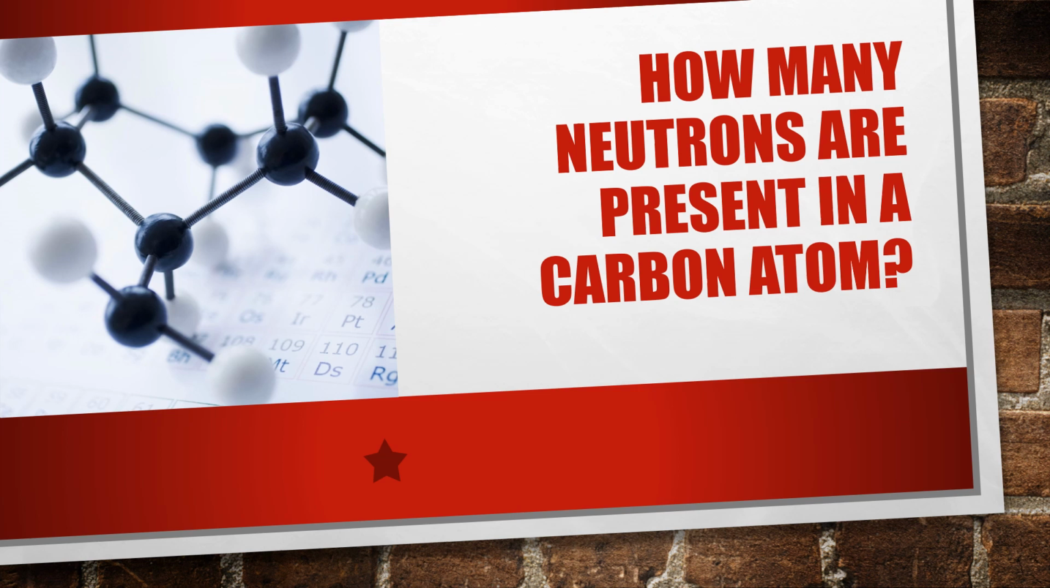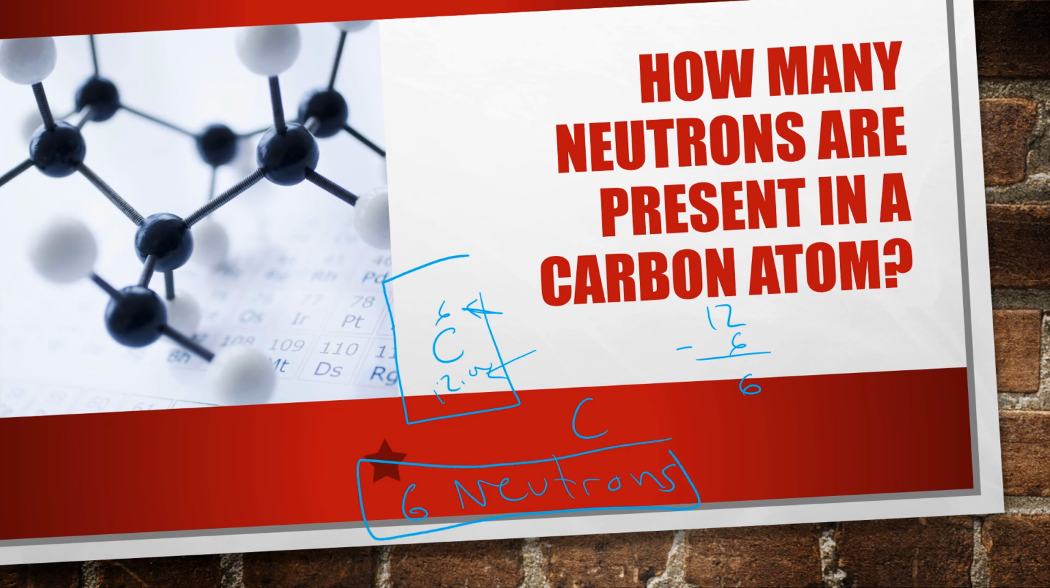How many neutrons are present in a carbon atom? So if you look at carbon on the periodic table, it has an atomic number of 6. The atomic mass is something like 12 something. So in carbon 12, you have the number 12 down here. You're going to subtract that atomic number, which leaves you with 6. So it's going to have 6 neutrons, because the atomic mass at the bottom minus the atomic number equals 6. That's how you get 6 neutrons.